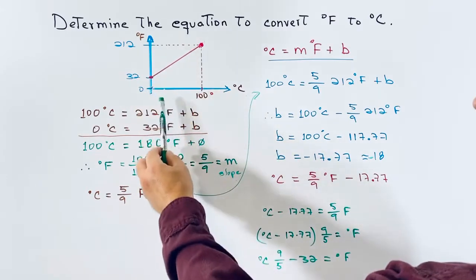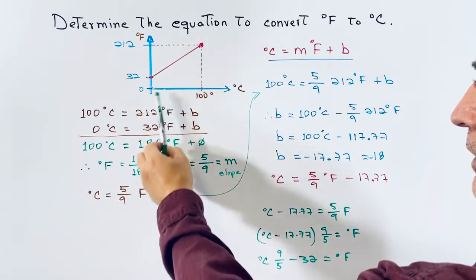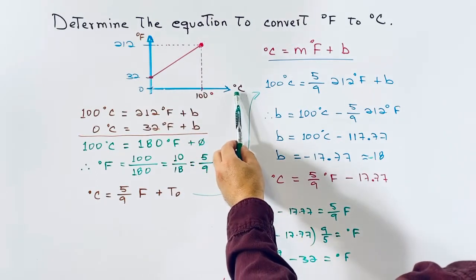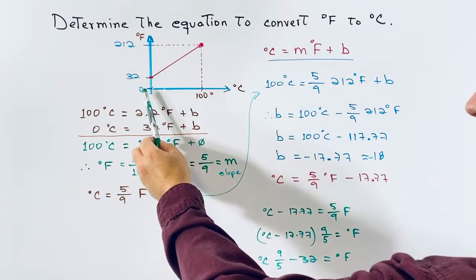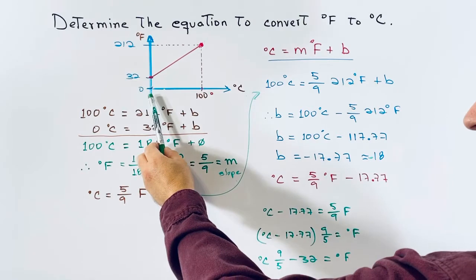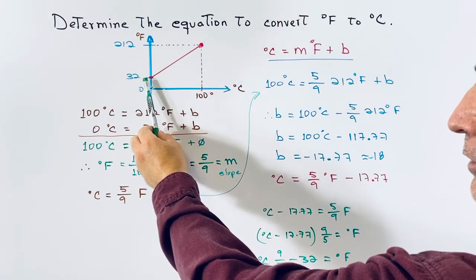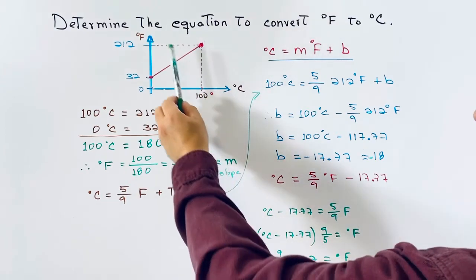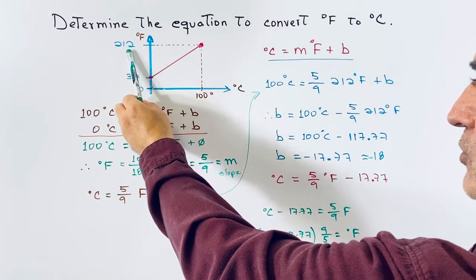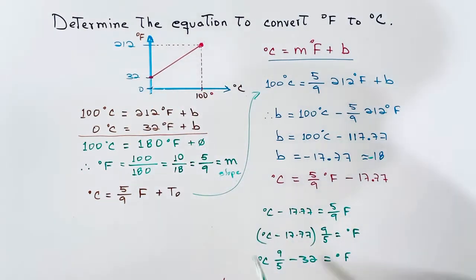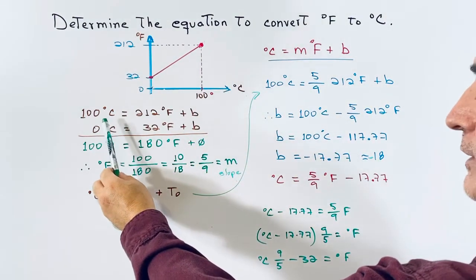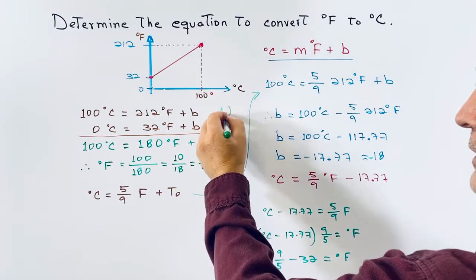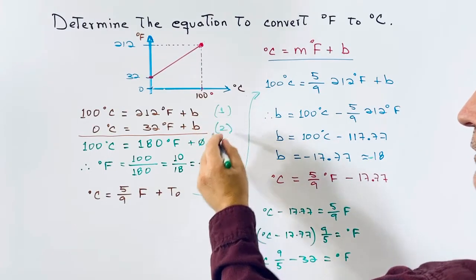We have to establish the XY coordinate, in this case Fahrenheit versus Celsius. And we know that for 0 Celsius degrees, the equivalent is 32 Fahrenheit. And for 100 Celsius, it is equivalent to 212 Fahrenheit. From this graph, we can establish two equations. We can call this equation 1 and equation 2.